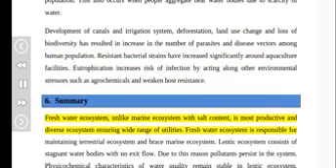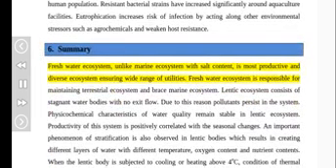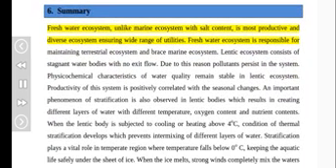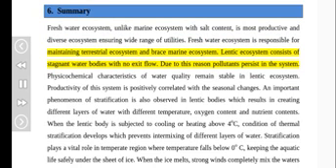6. Summary. Freshwater ecosystem, unlike marine ecosystem with salt content, is the most productive and diverse ecosystem, ensuring a wide range of utilities. Freshwater ecosystem is responsible for maintaining terrestrial ecosystem and brace marine ecosystem. Lentic ecosystem consists of stagnant water bodies with no exit flow. Due to this reason pollutants persist in the system.